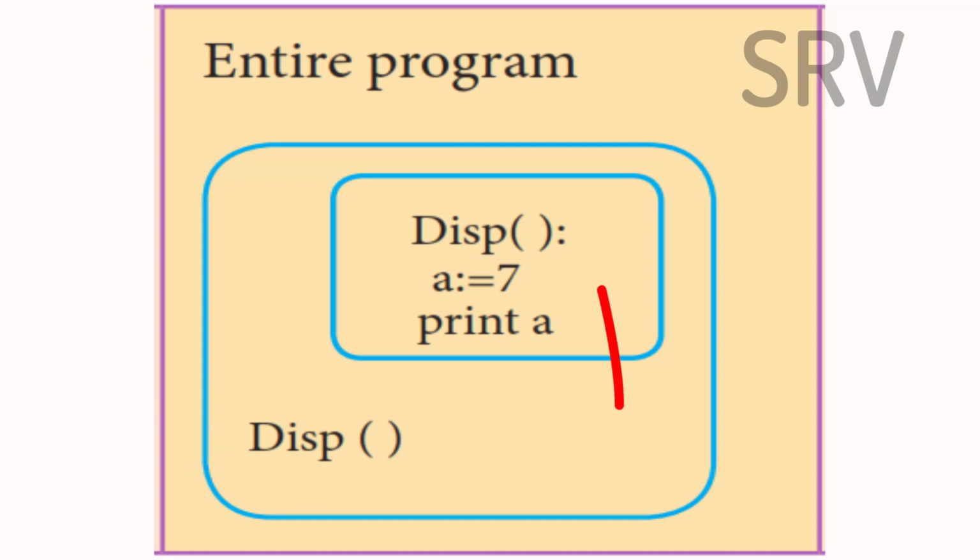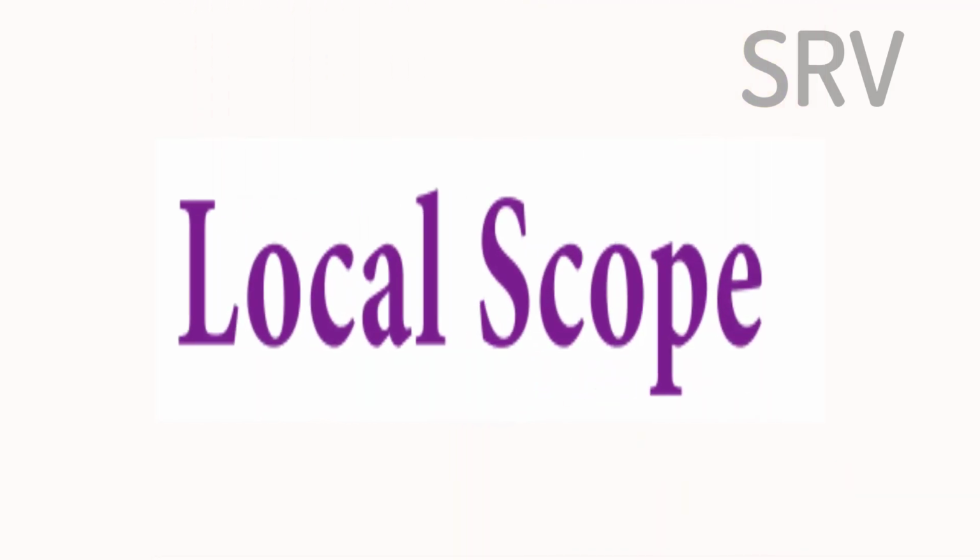Once it comes out of the disp function, its scope no longer exists, and if we try to execute or print the value a outside the function, it creates an error and says a is unknown. If we try to print the value a outside the disp function, it shows an unknown error: the variable a is unknown. So this is called the local scope. Hope you understood this local scope.